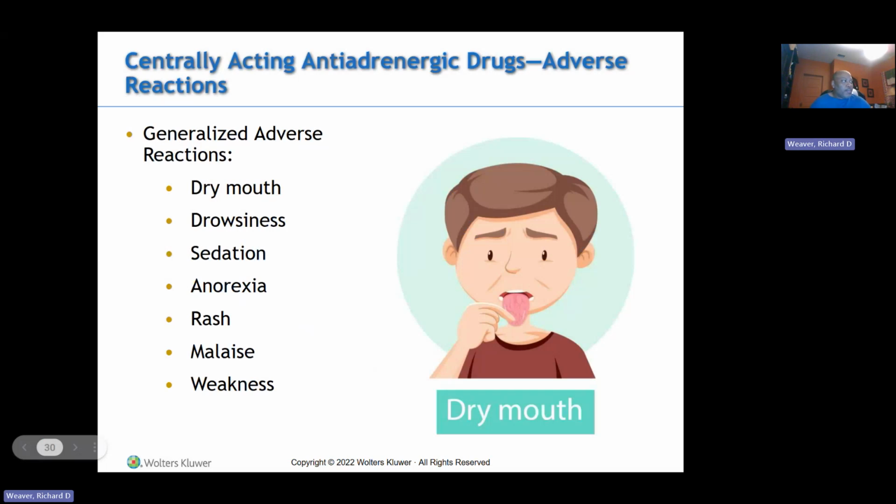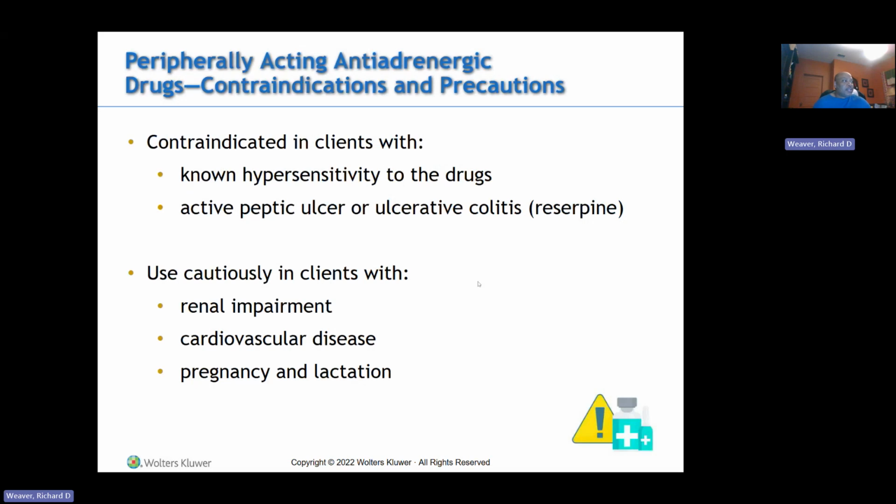Right. Now, these are some of the general adverse reactions for the centrally acting anti-adrenergic drugs like the clonidine. That causes dry mouth, drowsiness, sedation, anorexia, a rash, malaise, and also weakness. Right. Some of the contraindications. Number one, we already know the first bullet point. Also, it can cause active peptic ulcer or ulcerative colitis, and they specifically are speaking to the drug called Reserpine.